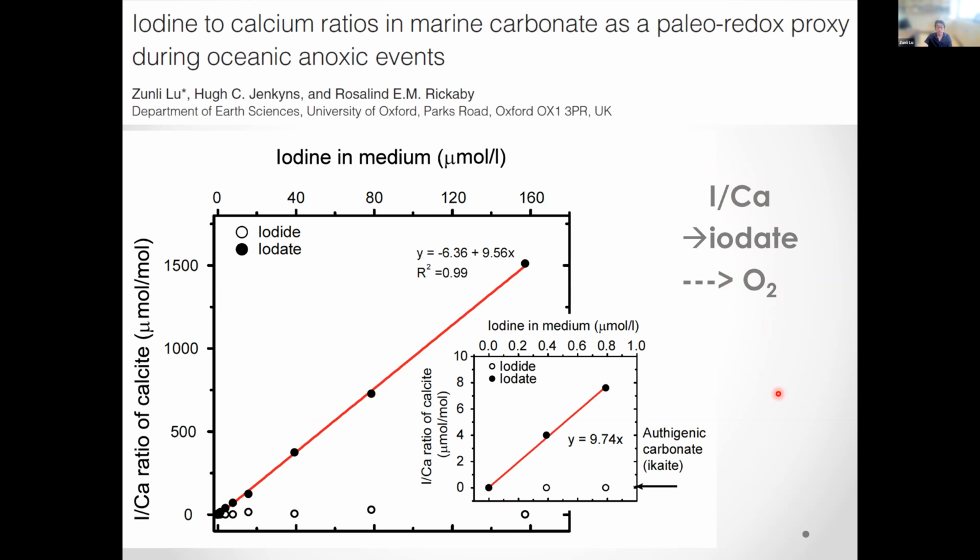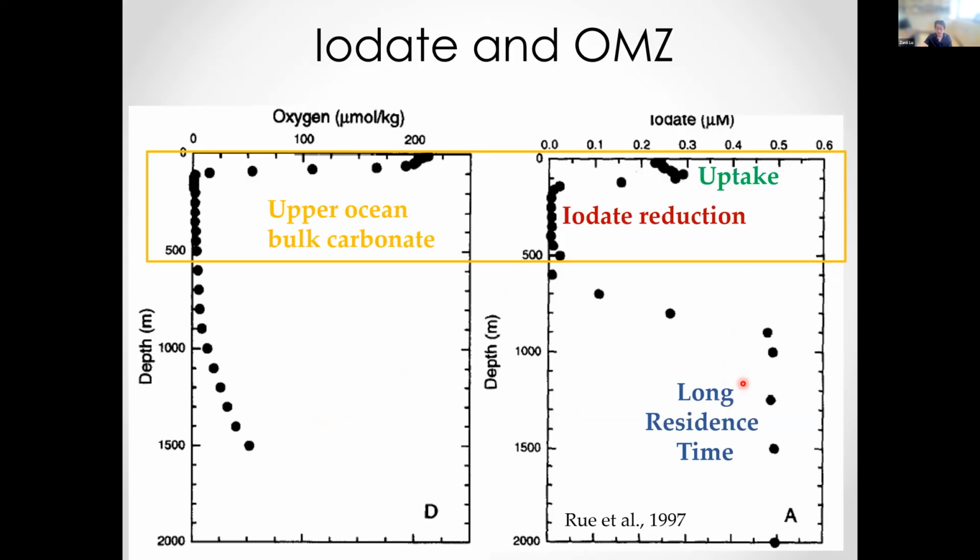So next, I want to show you how the iodate profile looks in the modern ocean. This is a location where you have the oxygen minimum zone. So O2 goes down very rapidly into the OMZ. Similarly, you see the iodate also crashes when oxygen crosses a threshold. And then it will gradually recover into the deeper part of the ocean.